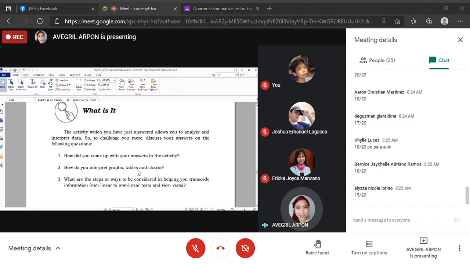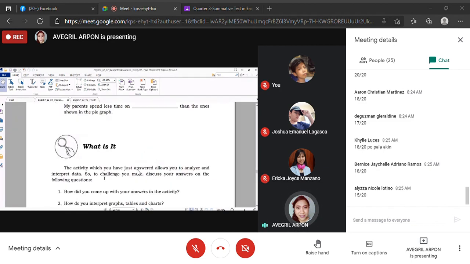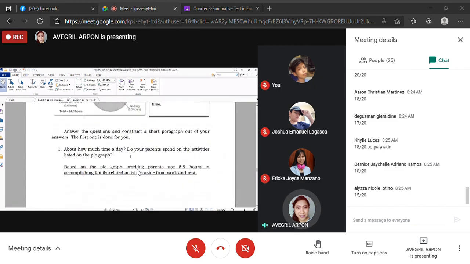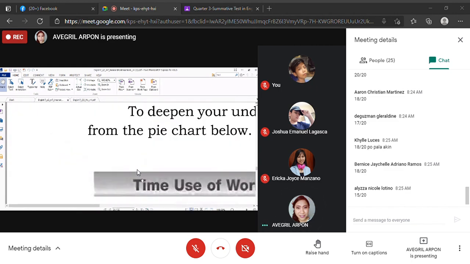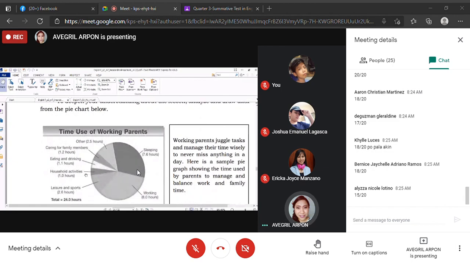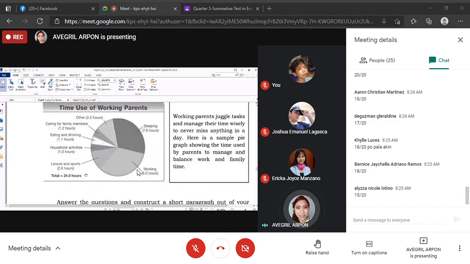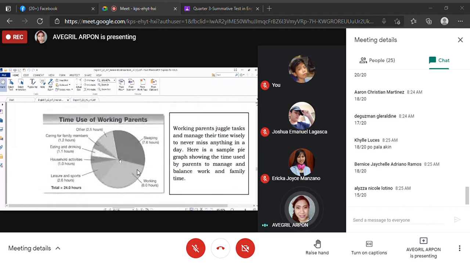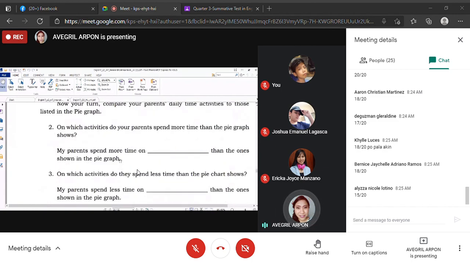Just like the examples given to you a while ago, before I give the questions here: on which activities do your parents spend more time, as the pie graph shows? In order for you to answer this statement, you need to look again at the given pie graph. As I said, in nonlinear text, the data was already given through graphs, charts or tables. So it is easy for you to interpret the nonlinear text because the data was already given here. You can interpret that through linear text by answering some questions or statements.